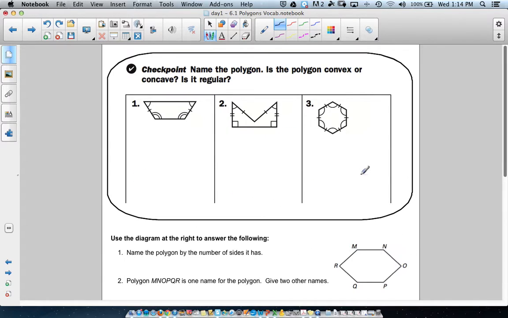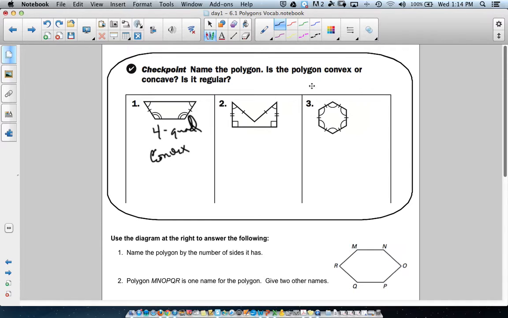Now, is the polygon convex, concave, or regular? First off, name the polygon. So 1, 2, 3, 4. This is four-sided, so it would be a quadrilateral. Now, is it regular? No, it's not regular. Is it equilateral? No. Is it equiangular? No. Is it convex? Convex. All the sides are sticking out.